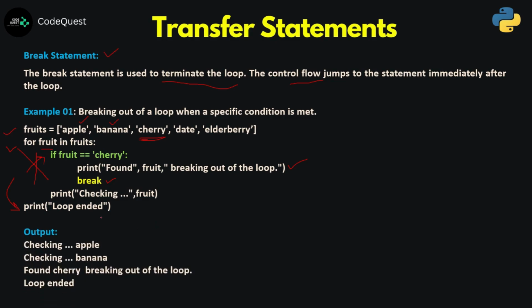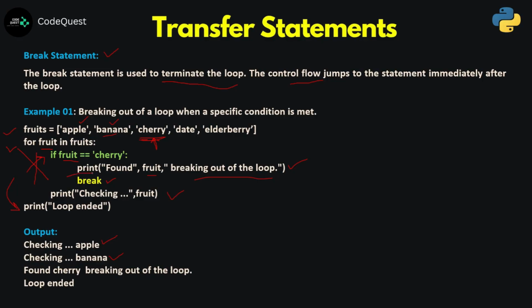So now when we run this for the first time, because the fruit is going to carry apple, this condition is not satisfied. Hence we get the message checking followed by the fruit, that is apple. Now for the second iteration where the fruit is banana, once again this condition fails. Hence we get checking banana. But for the third time when the fruit reaches cherry, now this condition is satisfied. Hence I get this message like found, what is the fruit? Cherry. Breaking out of the loop, this message.